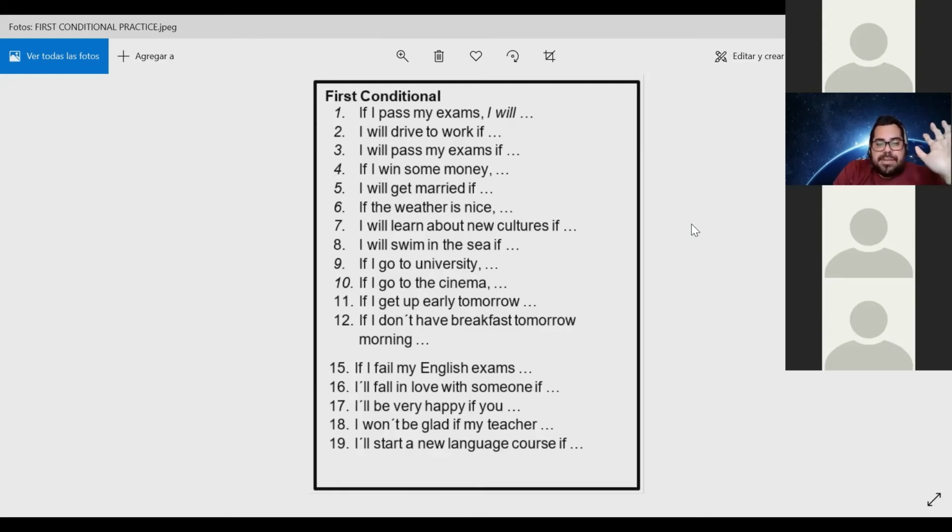Number 9, if I go to university, well, let's take a look at number 10, guys. What about number 10? If I go to the cinema, I will watch an action movie. Okay, look at that. In my case, I won't, because I don't like action movies too much. I prefer comedy or horror films.